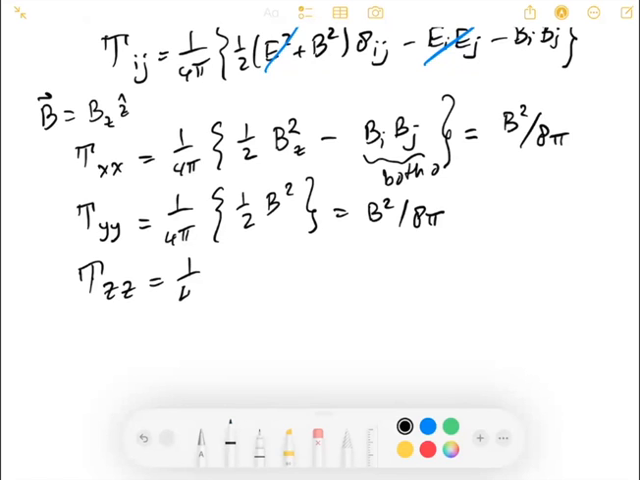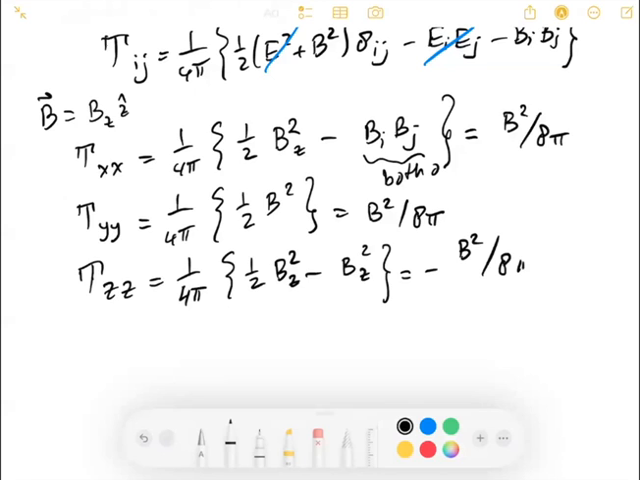Tzz. Now this is interesting. So we get 1 over 4 pi, 1/2, and then we get b squared. But now we need to subtract b_i b_j, where both i and j are z, so we actually have minus b_z squared. And b squared and b_z squared are the same. So this thing is actually minus b squared over 8 pi.